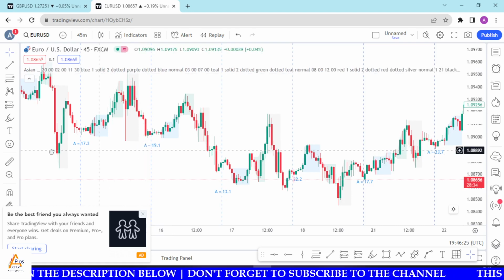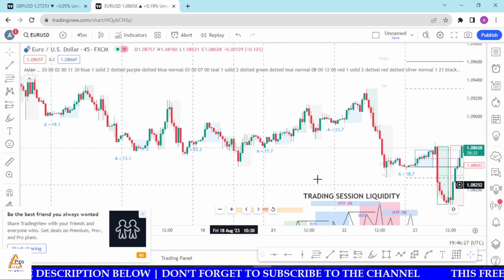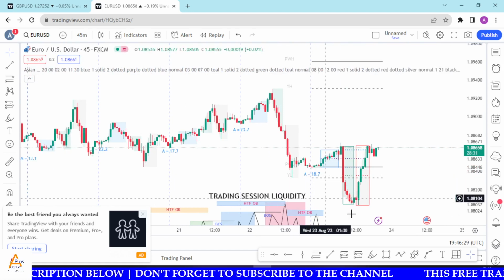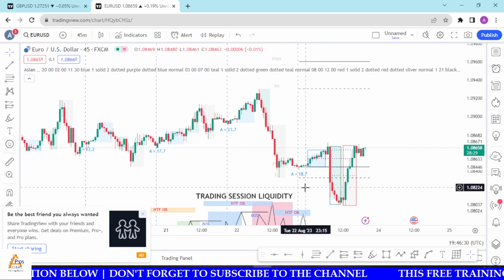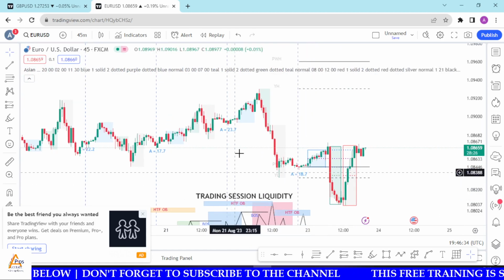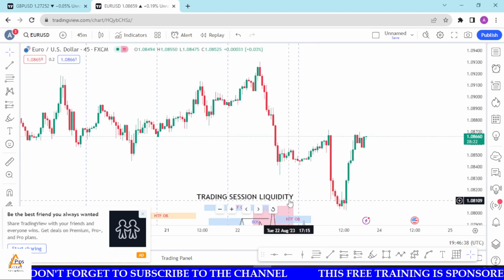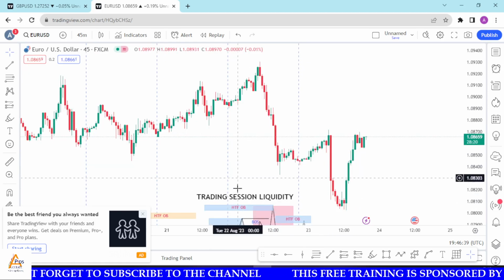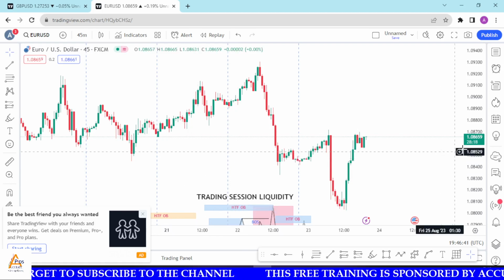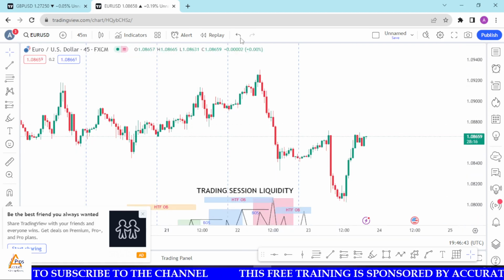Good. Let me now show you this, because I also use this along with weekly liquidity. Let me remove these drawings. Oh shit, I removed the indicator.